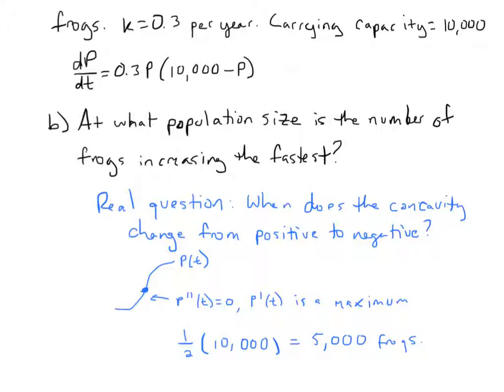So part B, we have to figure out at what population size is the number of frogs increasing the fastest. So the real question is, where does the concavity change, or what is our maximum dP/dt? Where is that slope of the tangent line the biggest? So I drew a little logistic curve here so you can see. This is where our inflection point is, right here, which is also when the derivative of P is a maximum, and that happens at 1/2 of the maximum population. So 1/2 of 10,000 is 5,000 frogs. So when we have 5,000 frogs, that's when our population is increasing the fastest.